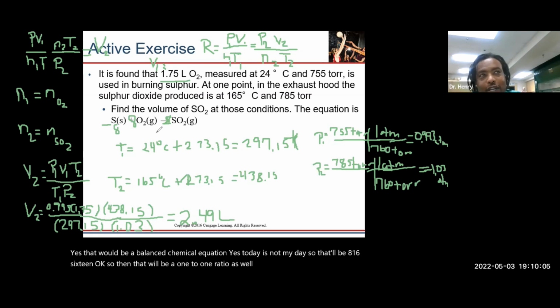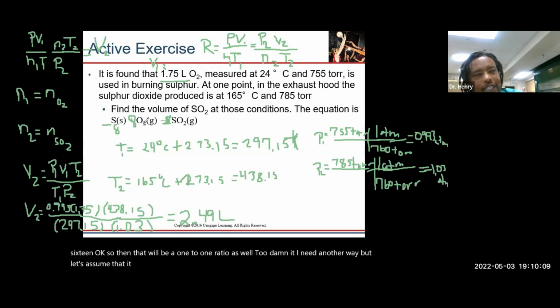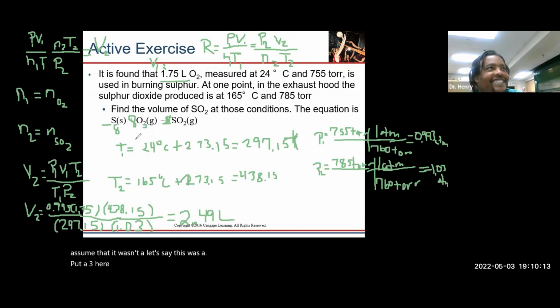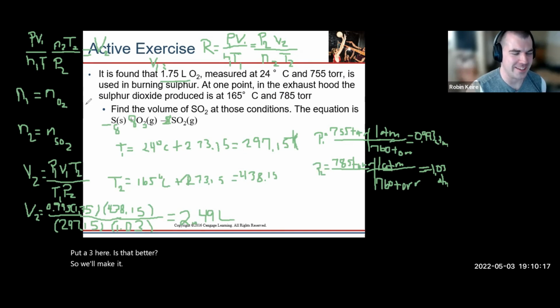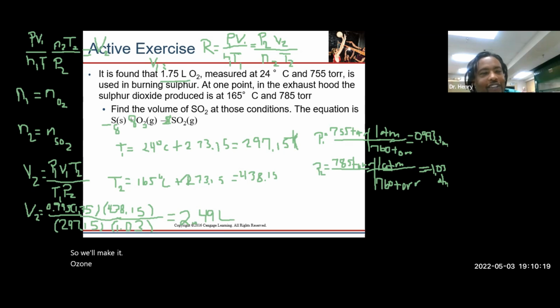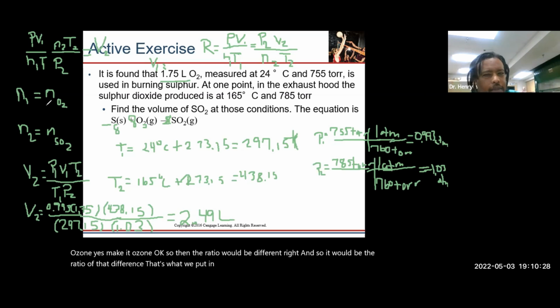But let's assume that it wasn't 8. Let's say we put a 3 here. Would that be ozone? Yes. Make it ozone. Okay, so then the ratio would be different, and so it would be the ratio of that difference. That's what we put in for these Ns. Does that make sense? Yeah.